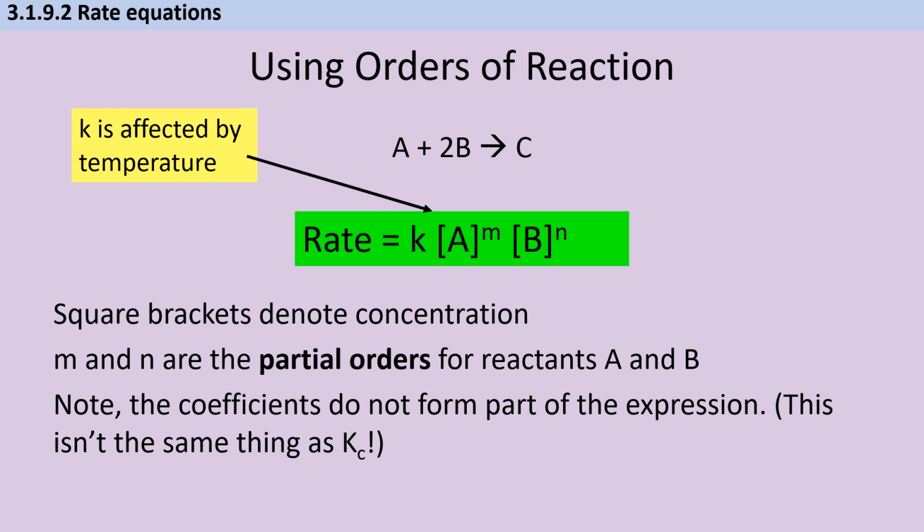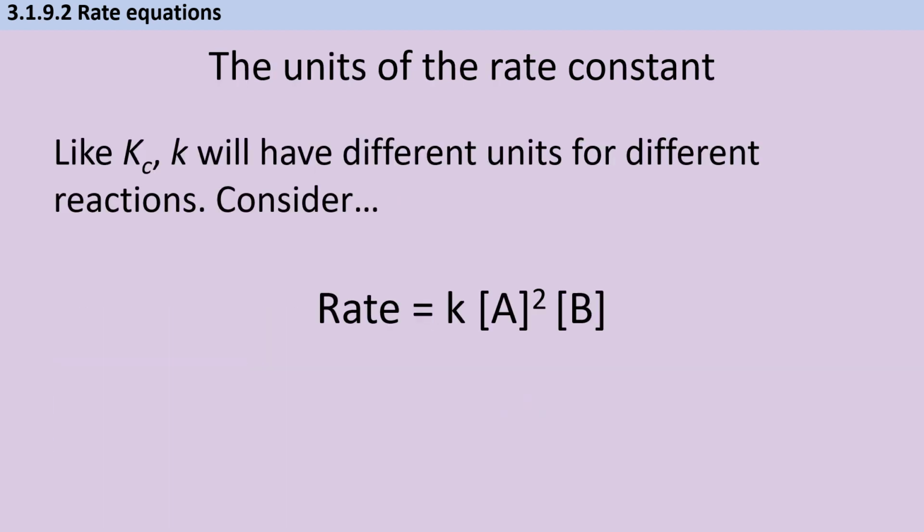So we replace that proportionality sign with an equals and a K, and the K is the rate constant, which is going to give us an actual mathematical numerical relationship between those concentrations and the overall rate. So for any given reaction, rate is going to be equal to a constant that I can work out experimentally, multiplied by the concentration of each one of those reactants raised to the power of the relevant order. Like Kc and Kp, which is coming up in a second, K will have different units for different reactions.